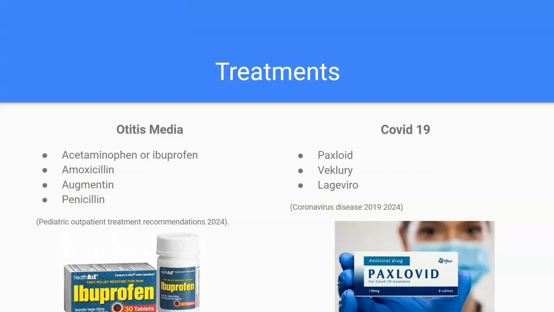Some antiviral medication can be taken also to help with COVID, such as Paxlovid, which is taken by mouth, Veklury, which is an intravenous infusion or an IV, or Lagevrio, which is also taken by mouth.